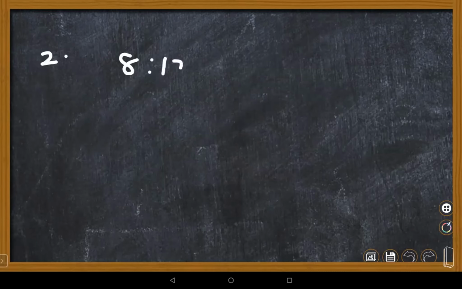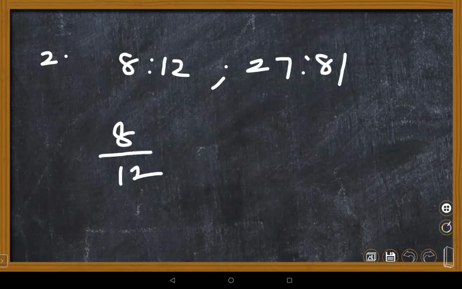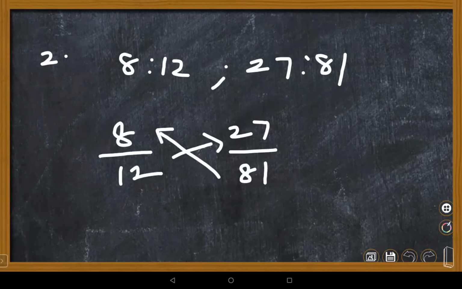It is given. 8 by 12 and 27 is to 81. I think who will give... Excuse me, ma'am. Raghav? Ma'am, can I just tell a few points regarding ratio? Sure. Just a minute, Raghav. We'll complete this. Yeah.